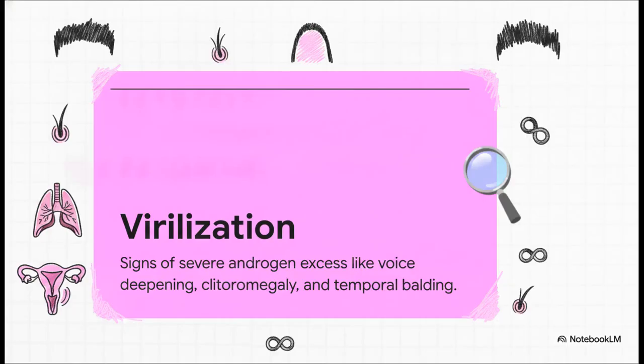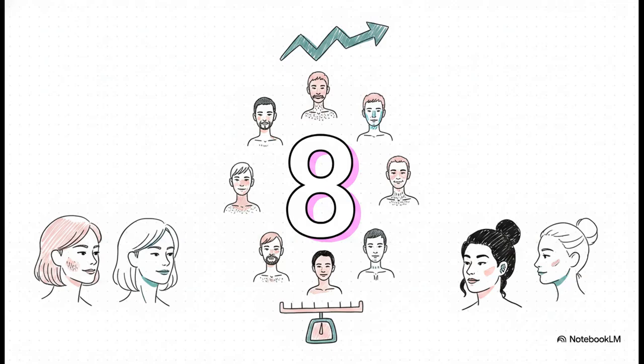But what happens when things go beyond just hair growth? Well, that brings us to virilization. If you see signs of virilization in a case, we're talking voice deepening, clitoromegaly, or temporal balding, this is a massive red flag. It signals severe, profound androgen excess. This should immediately shift your clinical suspicion away from those calming mild conditions and straight toward an androgen-secreting tumor or severe hypertrichosis.